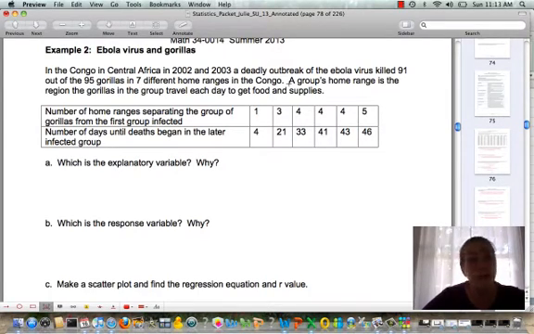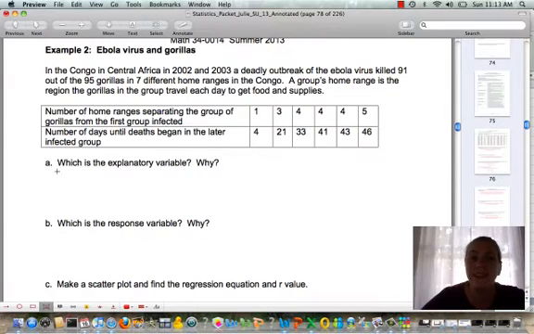A gorilla group's home range is the region that the gorillas in the group travel each day to get food and supplies. So biologists have classified the gorillas into the home ranges. Our table here is including the number of home ranges separating the group of the gorillas from the first group infected. So how far away they are in terms of home ranges from that first infected group. And our second row is the number of days until the deaths began in these groups that were later infected.